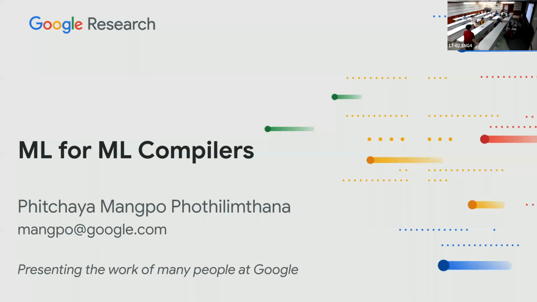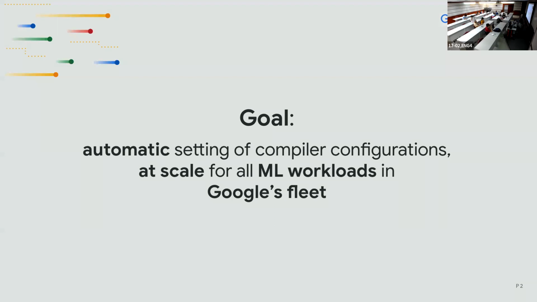I've been doing this in Google Brain for almost 4 years now, and I've been working in collaboration with the machine learning compilers at Google. In this talk, there will be a combination of both focus on machine learning compiler techniques and also the application of machine learning for compilers. As the title says, machine learning for machine learning compilers. The goal of the project that I've been working on is to basically figure out if there's a way to automatically set the best compiler configuration for all the machine learning workloads that run at Google.